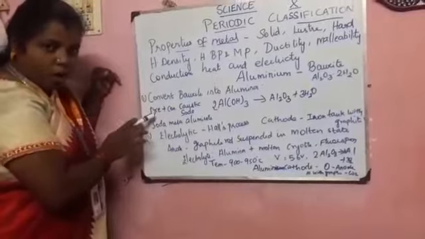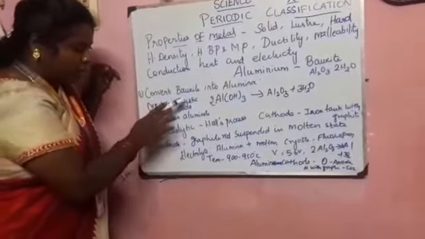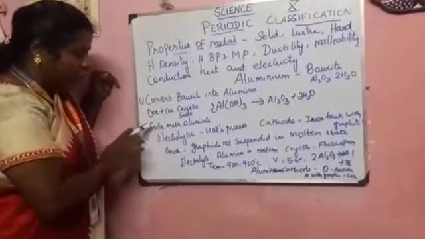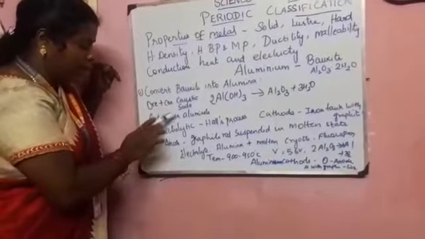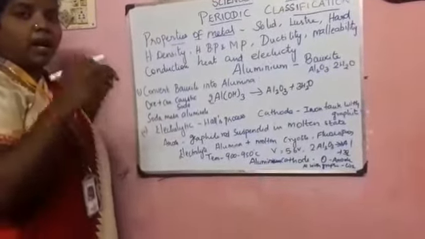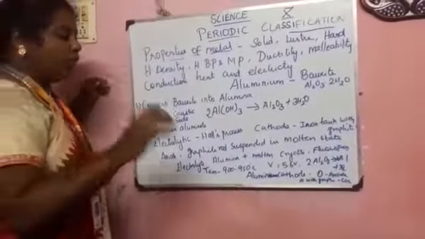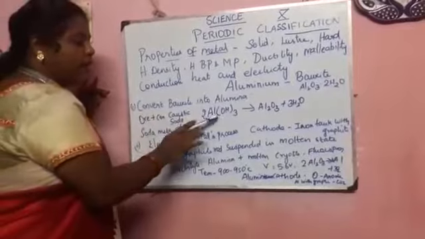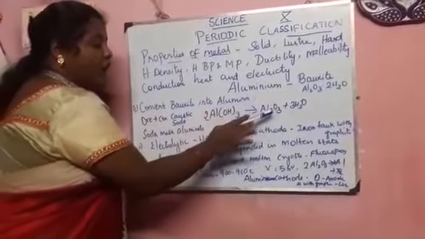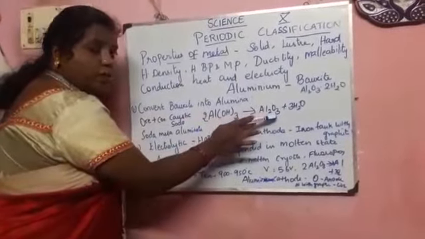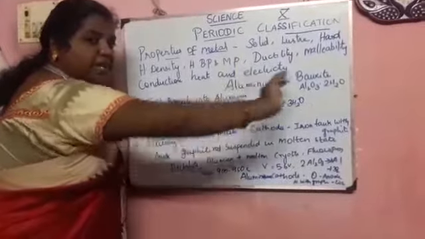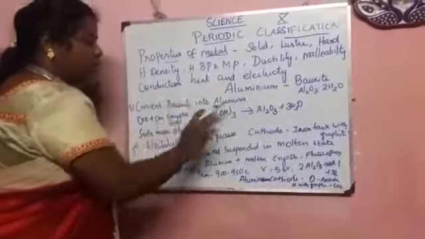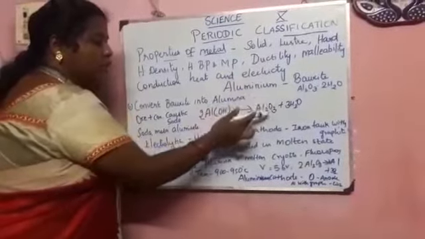The ore bauxite is treated with concentrated caustic soda and heated. Then the product formed is sodium meta-aluminate. The sodium meta-aluminate is treated with water and forms aluminium hydroxide. Later, the aluminium hydroxide yields Al2O3, alumina, and the water molecules are separated off. This is the conversion of bauxite into alumina.